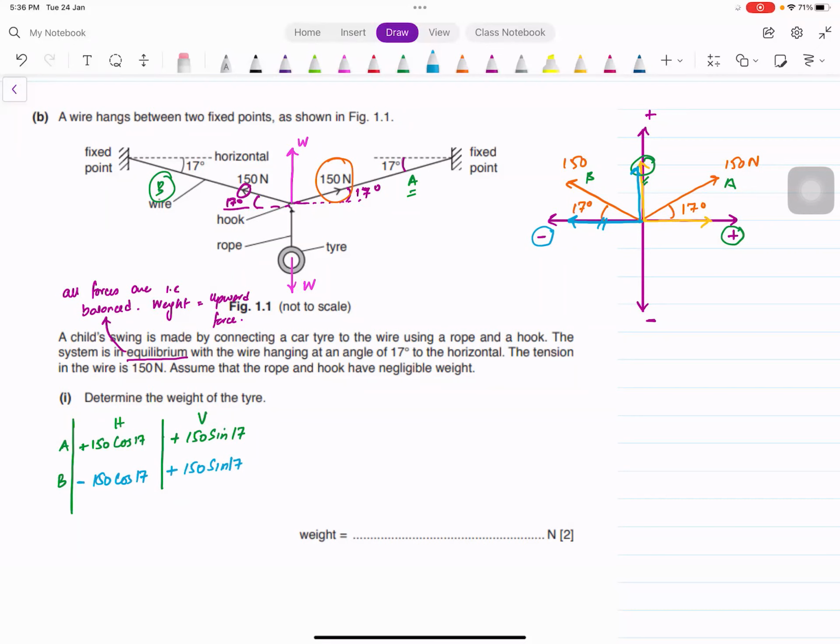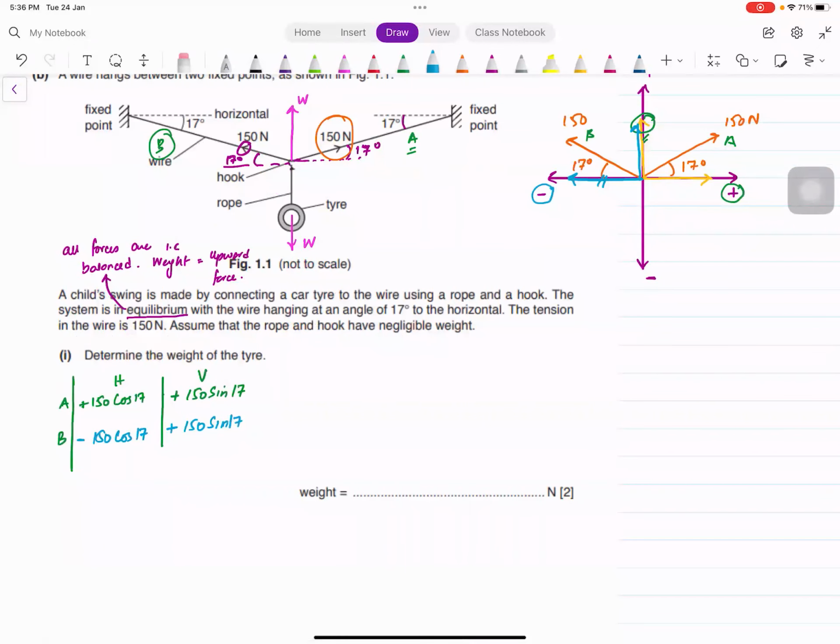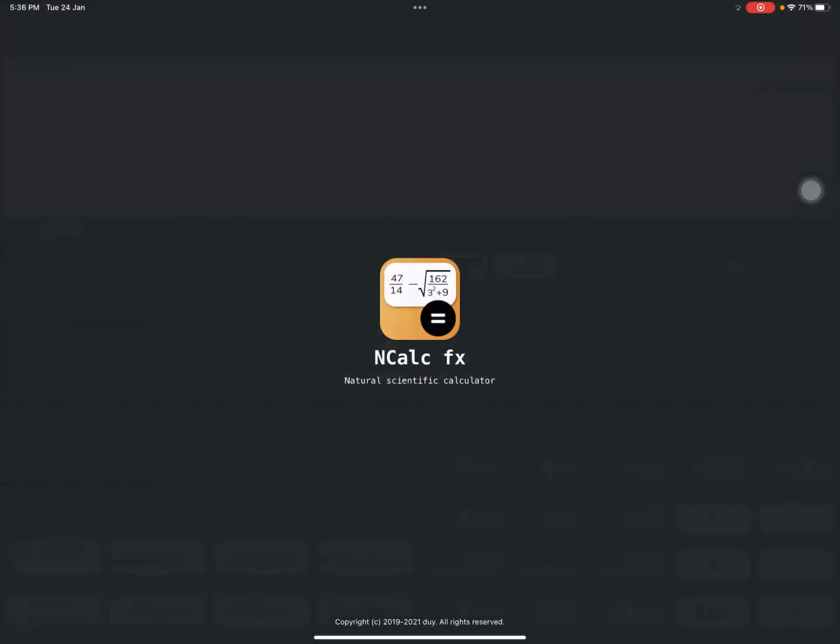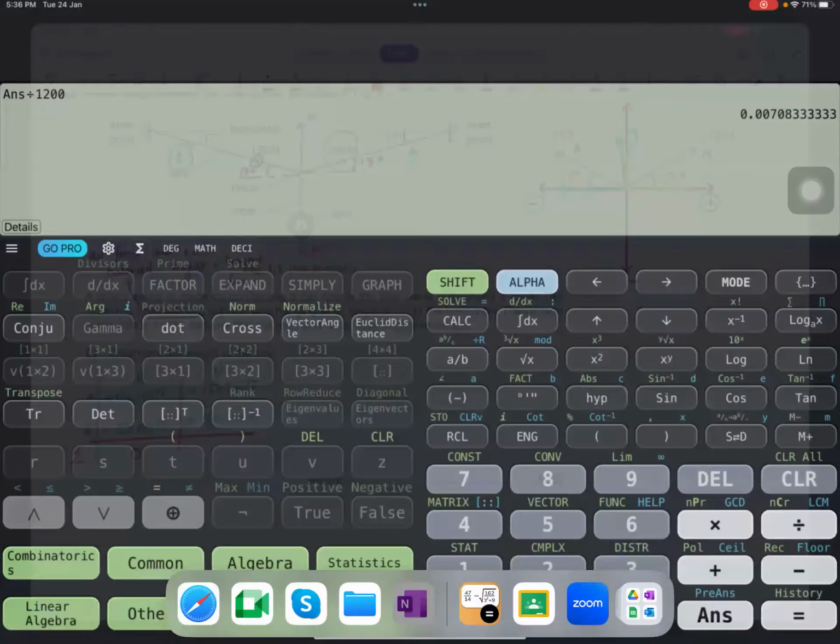Oh my bad, it has to be sine. Now, once you've done this, no matter how many vectors they've given, you can always do this, and then you have to sum it up. So if I take the sum of this, plus 150 cos and minus 150 cos will be 0. And this one, you can take out the calculator and simply solve it. I'm sorry about that.